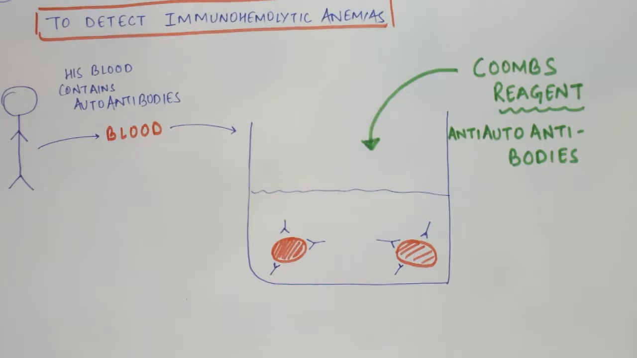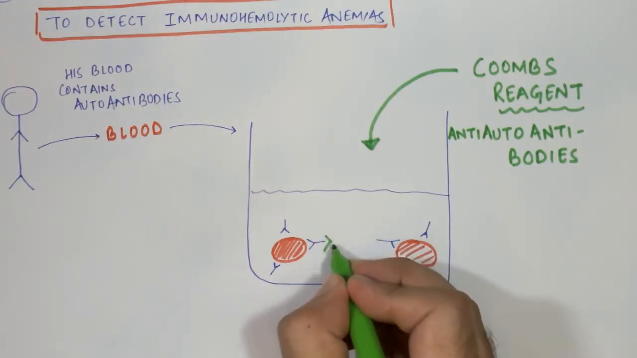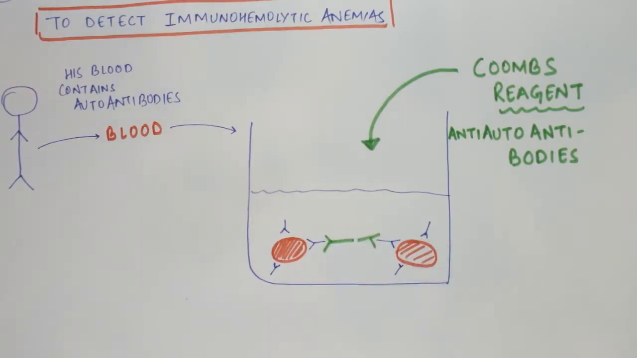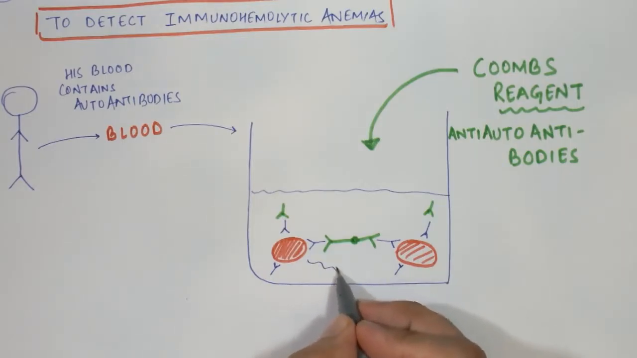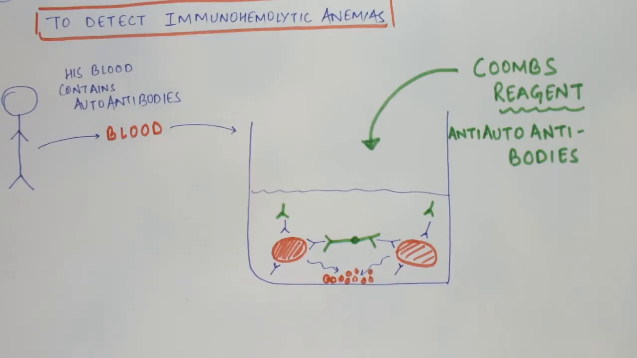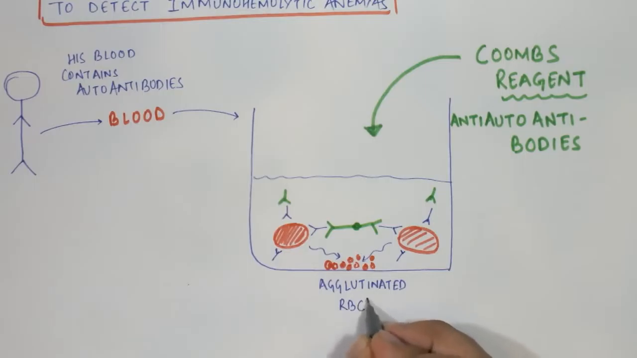What we do next is we add the Coombs reagent which has these anti-autoantibodies or the green antibodies into this blood sample. Now since these green antibodies are directed against these blue antibodies, when they react, they cause the attachment of these blue antibodies. And since in turn these blue antibodies are bound to the RBCs, it forms an agglutinated mass of the RBCs at the bottom of the test tube or the beaker. So here is the agglutinated mass of the RBCs, and this is a visible reaction which confirms the presence of autoantibodies in the blood sample.